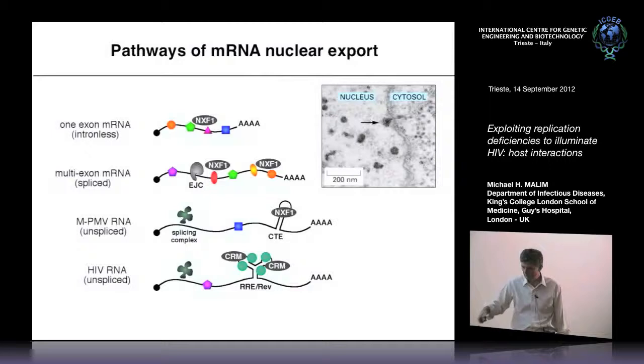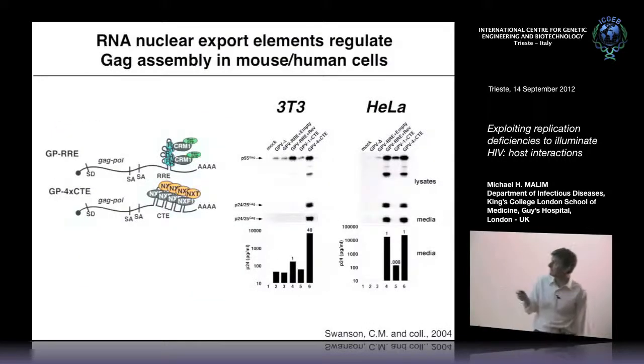So if you take an RNA which is Rev-responsive and expresses the viral structural proteins, in 3T3 cells you can express the GAG protein very effectively, but it doesn't assemble, and viral particles are not exported into the culture supernatant, whereas in human cells that works very efficiently.